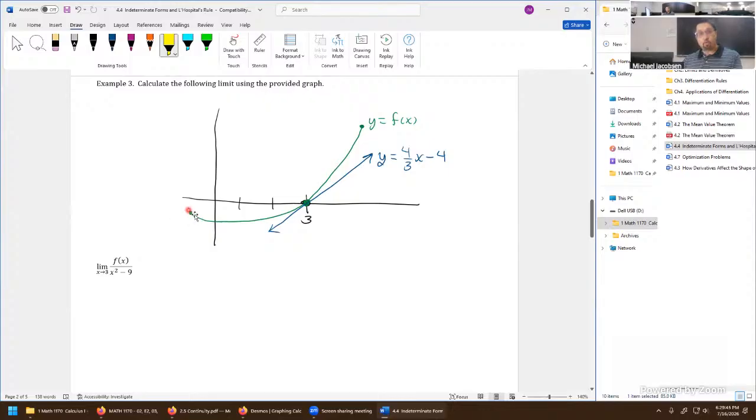So we have the graph of y equals f of x here. And more than just the graph, notice we have a point of tangency right at 3, and a tangent line equation, y equals 4/3 x minus 4. So this is a tangent line equation.